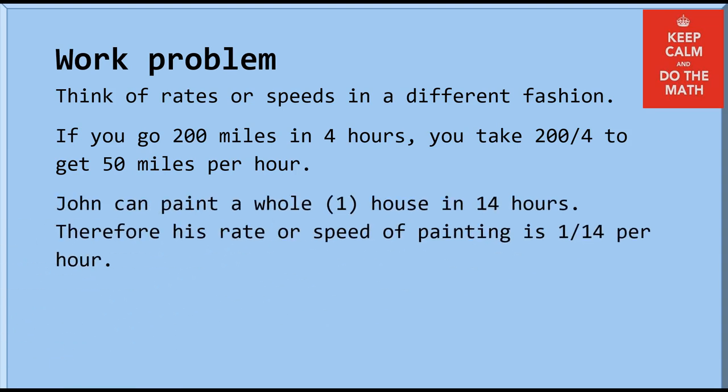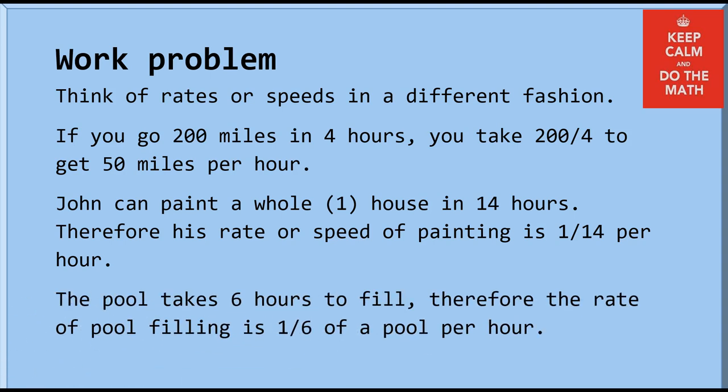John can paint a whole house in 14 hours. Therefore, his rate or his speed of painting is considered 1/14th per hour. If the pool takes 6 hours to fill, then the rate of the pool filling is 1/6th of a pool per hour. So these are all rates just like miles per hour.